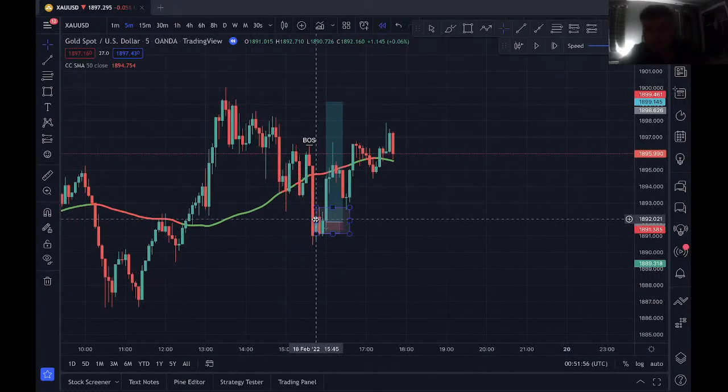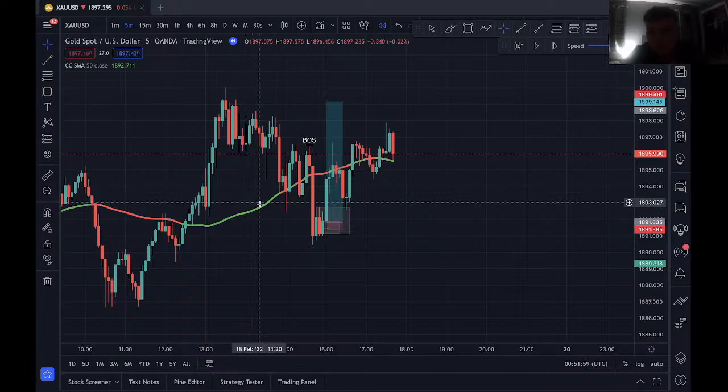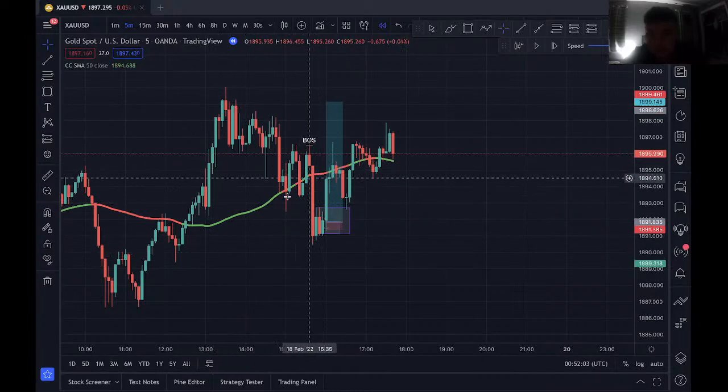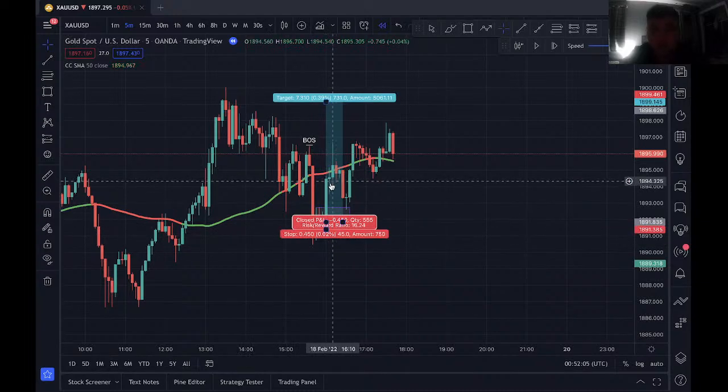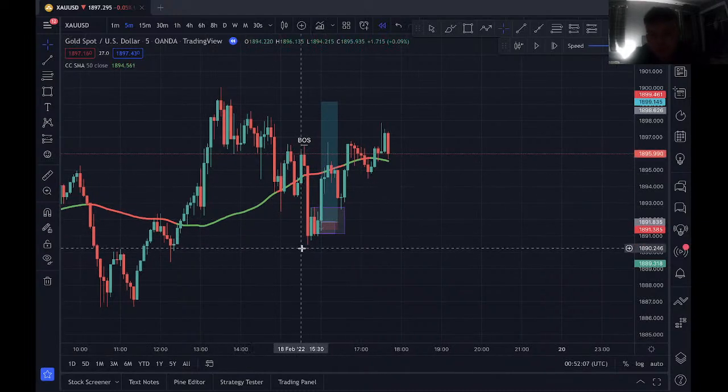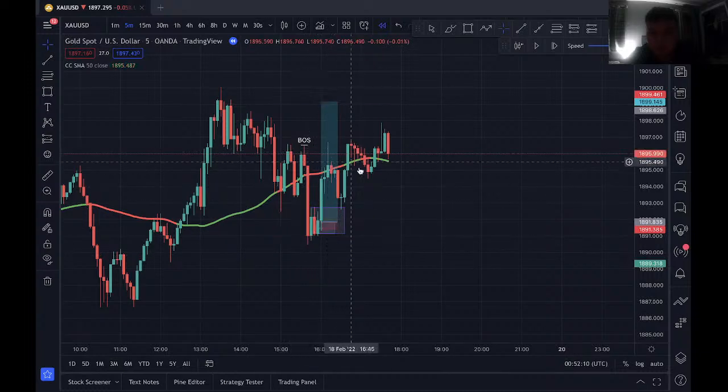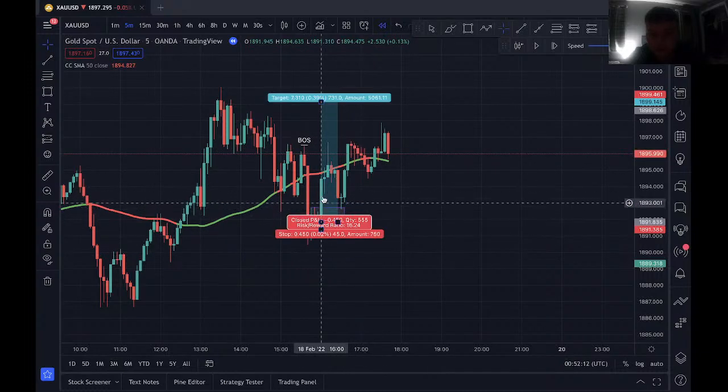Another thing that I'll touch over quickly is imbalance. So you see on this push down here, there's a big imbalance, so that's another confirmation for me that this is going to come back up to fill this. So now you see this imbalance gets filled, lovely, but what happens is it leaves another imbalance here.